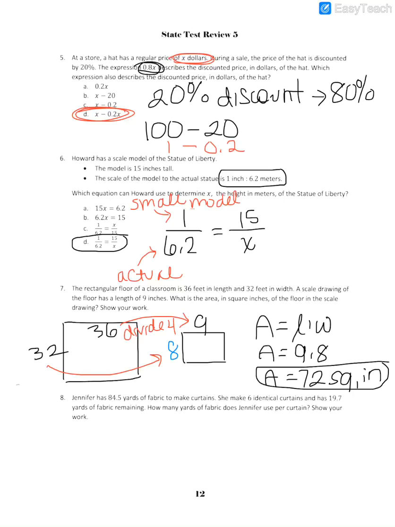Okay, number 8. Jennifer has 84.5 yards of fabric to make curtains. She makes 6 identical curtains and has 19.7 yards of fabric remaining. How many yards of fabric does Jennifer use per curtain? Show your work. Okay, so she's making 6 identical curtains. That's 6x. She has 19.7 yards of fabric left over. This totals up to 84.5. And I know all of you are thinking, can't we just minus the 19.7 then divide by 6? But that's exactly what we're going to do right now from this equation, right? So we're going to minus the 19.7.